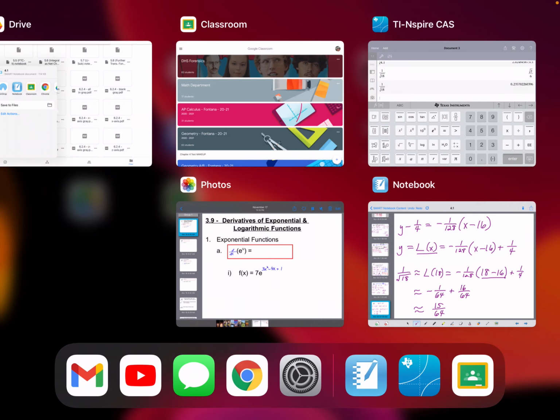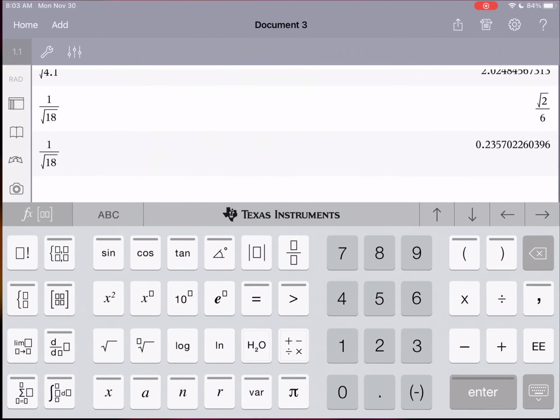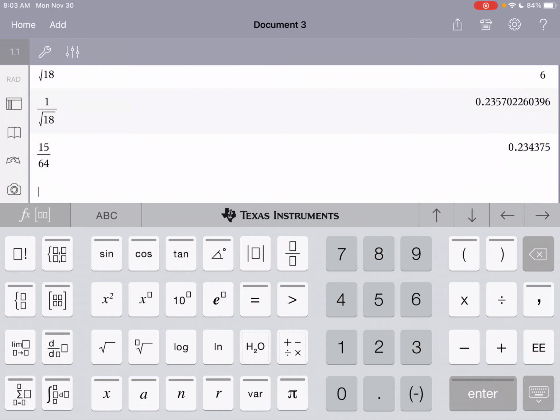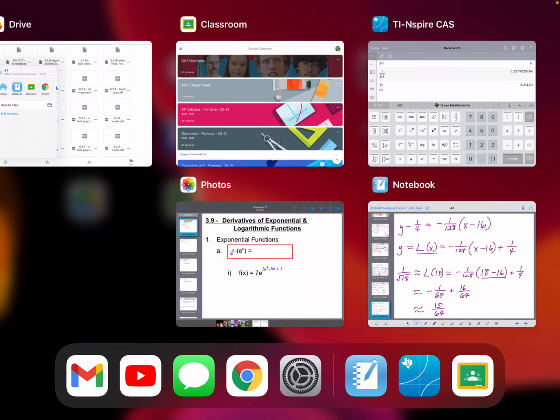We came up with, for our approximation, 15 over 64. So if I were to just type in 15 divided by 64, and let me go right to the approximation, this is what we came up with, 0.234375. Those two answers look pretty similar to one another. Okay, are they exactly the same? No, but they're not supposed to be. That's the whole point of doing an approximation, but they're close enough right here, guys, that I feel pretty comfortable in the answer that we came up with.